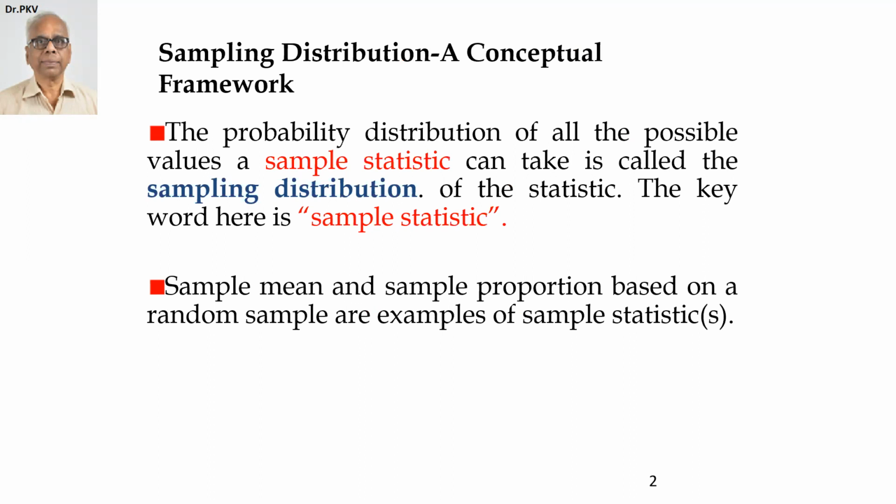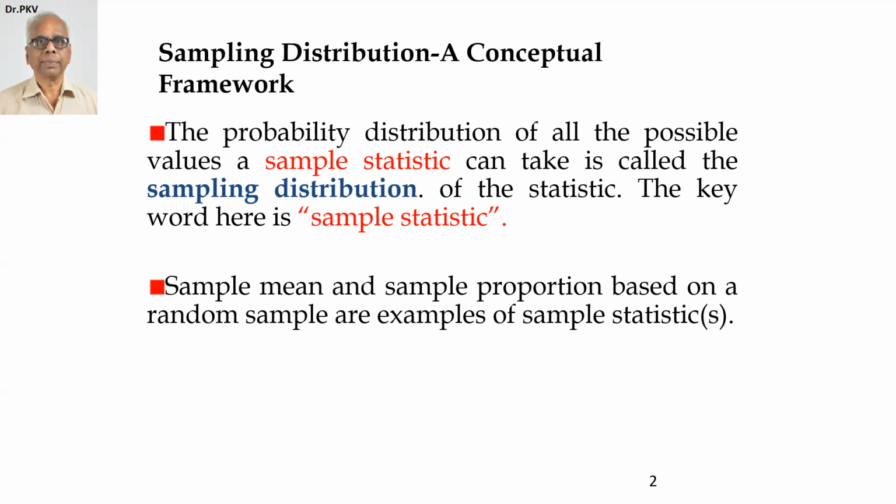Sampling distribution is the possible probability distribution of all values the sample statistics can take. In other words, it is the probability distribution of all the possible values a sample statistics can take. Statistic in sampling means the summary measure based on sample, such as sample mean and sample proportion. So the word statistic implies the summary measure based on the sample which we draw from a population.